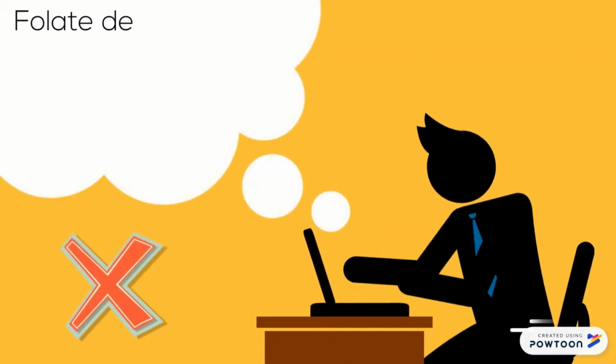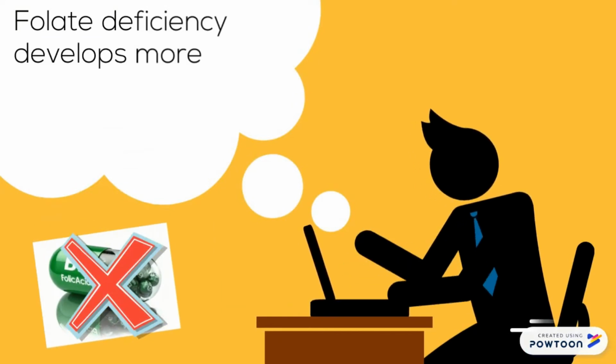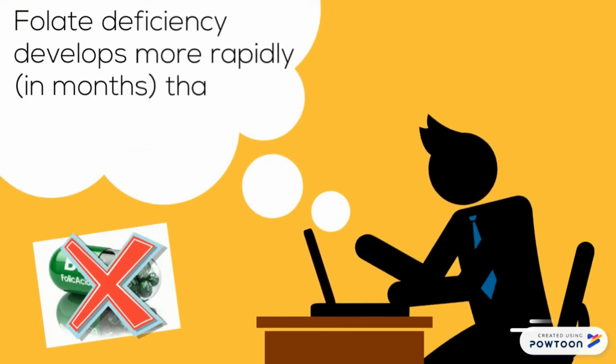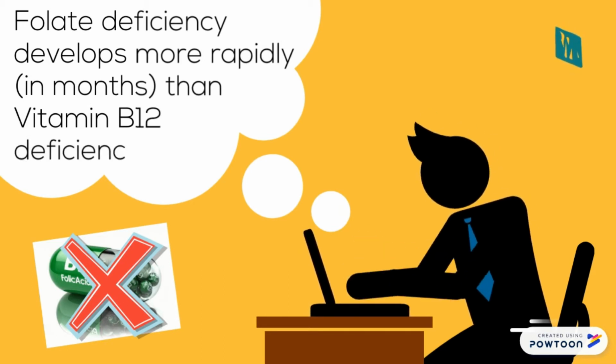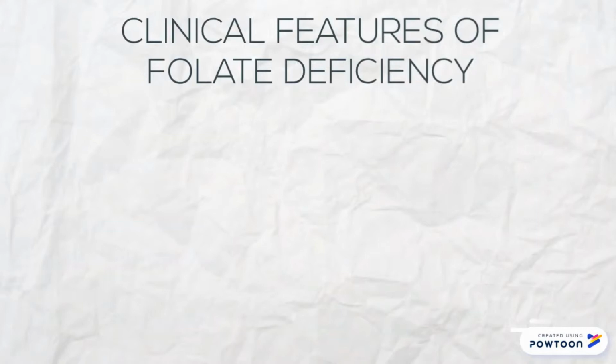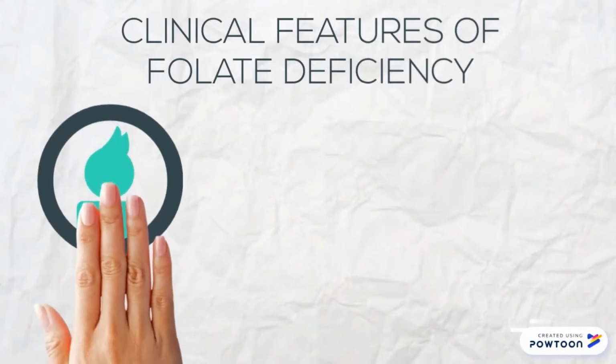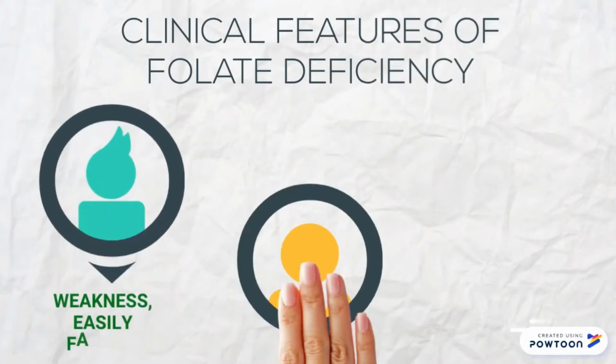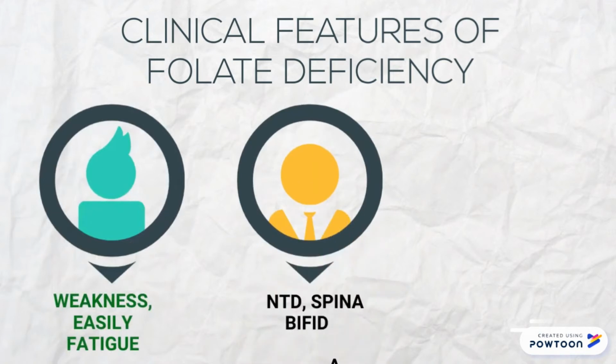Generally, folate deficiency develops more rapidly, taking only months, than vitamin B12 deficiency, which takes years. We have three kinds of clinical features of folate deficiency. Firstly, weakness and easy fatigue. Then neural tube defects, spina bifida, anencephaly, and sore tongue.